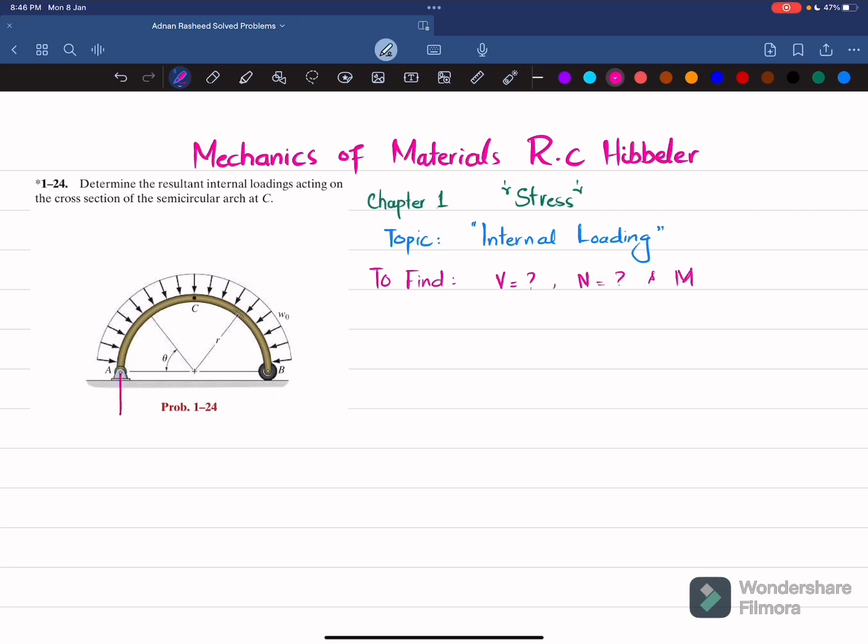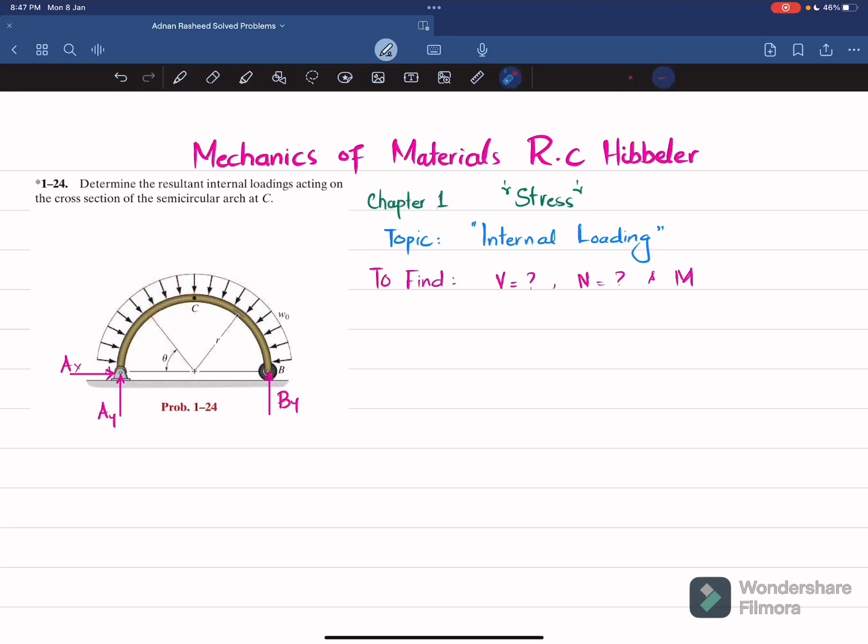So the first step is that if I remove this pin support at point A, there will be a reaction force in the y direction, which is Ay, and there will be a horizontal reaction force. Similarly, there will be a vertical reaction force if we remove this roller support, which will be equal to By. So we are going to find this By, and then we will cut this arc beam over here, and we will take this area in order to find the internal loading at point C, which is V, M and N. Clear? So let's find it.